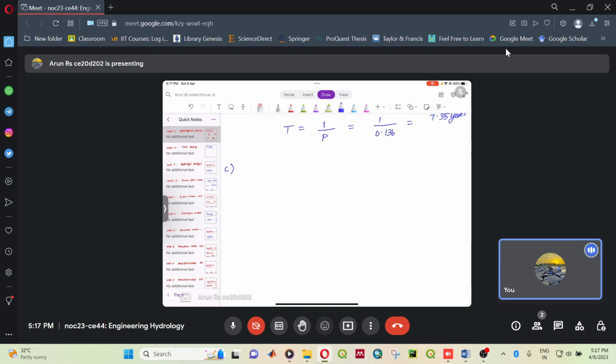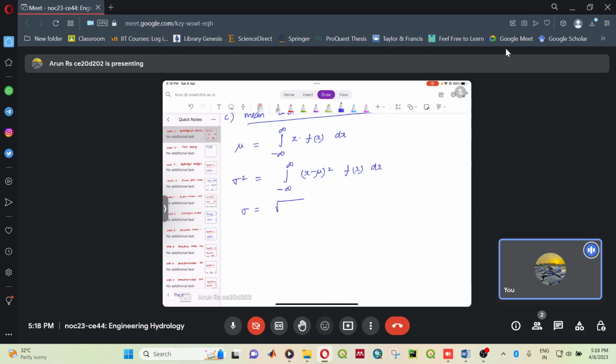And the last part of the question is to determine the mean and the standard deviation. So the mean can be determined as the integral from minus infinity to infinity of x f of x dx, and we can find the variance as the integral from minus infinity to infinity of x minus mu the whole square f of x dx, and the standard deviation is the square root of variance. So this is what we are going to do.